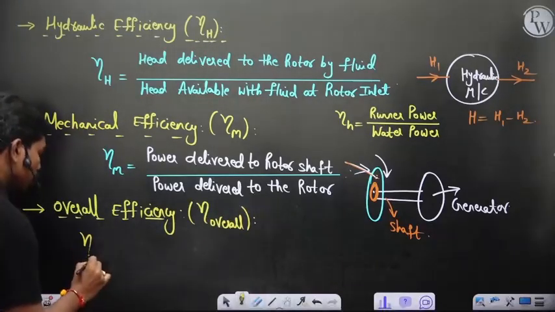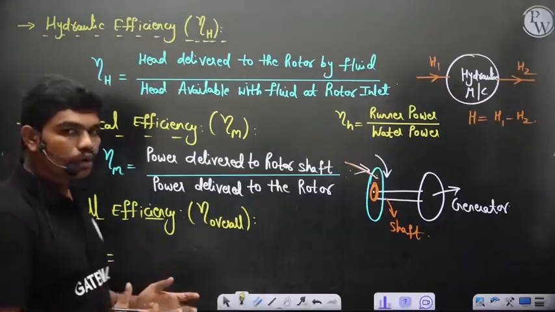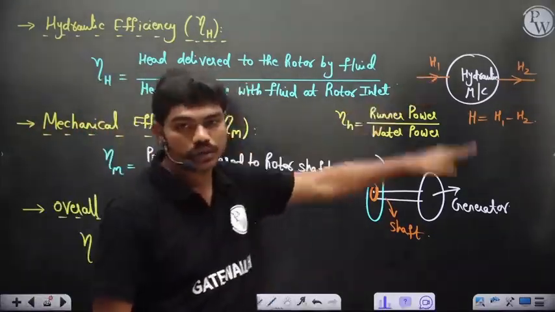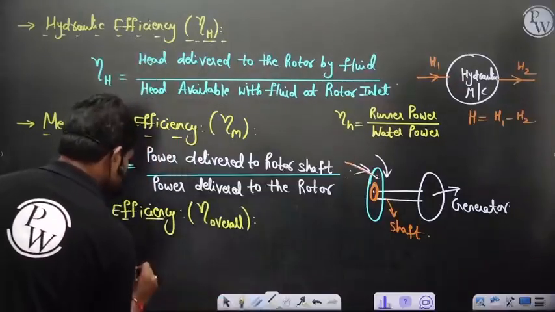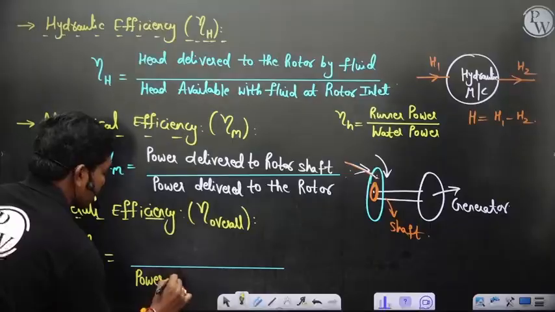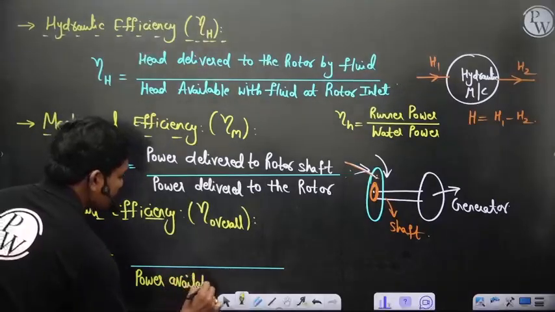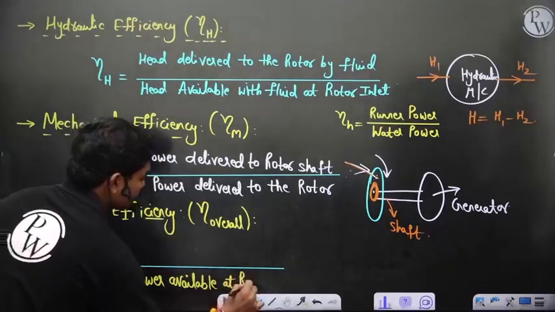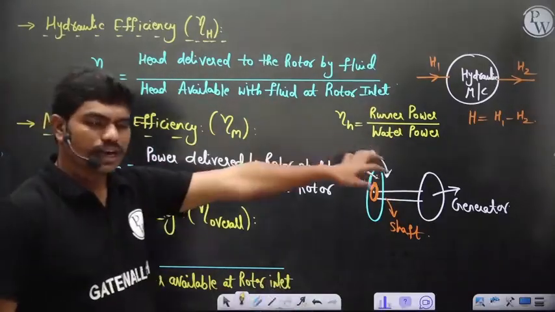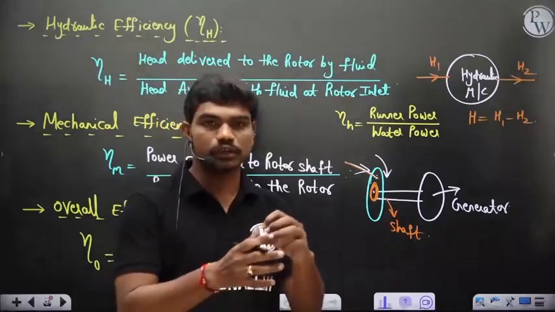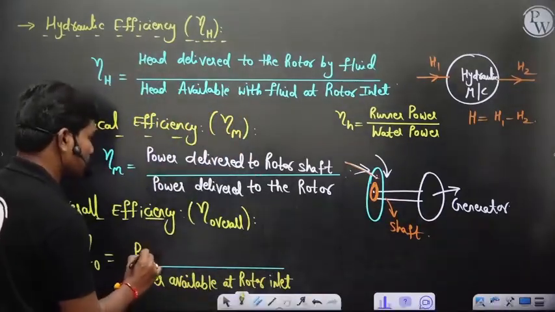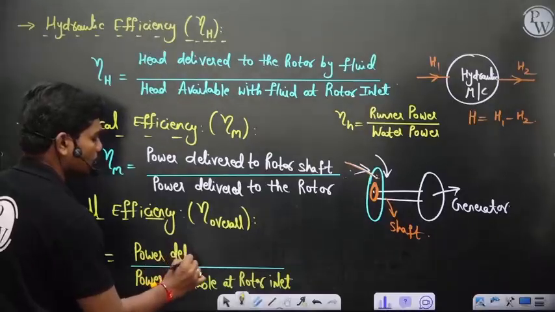is equal to, now what is the overall? The initial starting point of this turbomachine is this inlet to this rotor. So this can be written as power available at rotor inlet, and finally what is the last output? This shaft. So power transmitted to the shaft. After this it will get transferred to the generator, of course. So power transferred to the shaft, or power delivered to the shaft.